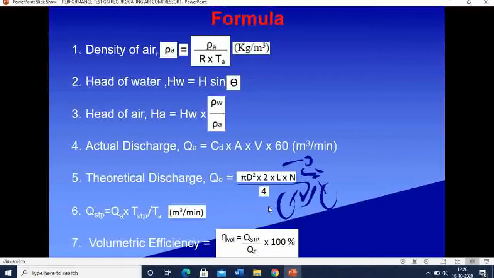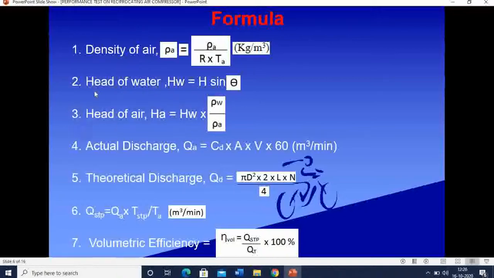Okay, so these are the formulas required to find the performance of this reciprocating air compressor. One is the density of air. Head of water HW is H sin theta. Okay, the density of air is rho A equal to PA divided by R into TA, in kilogram per meter cube.